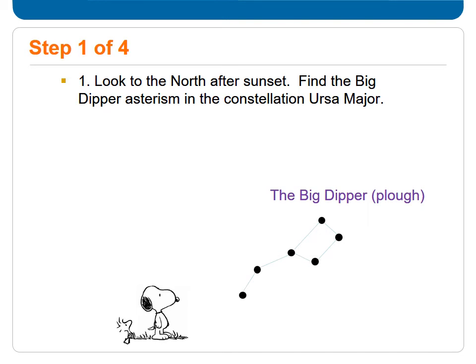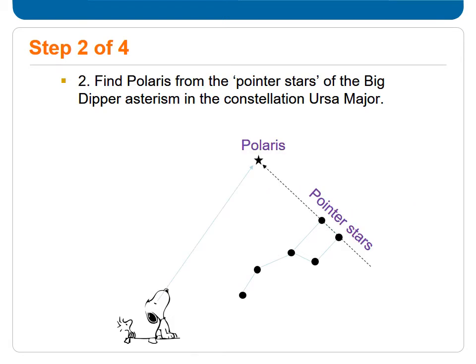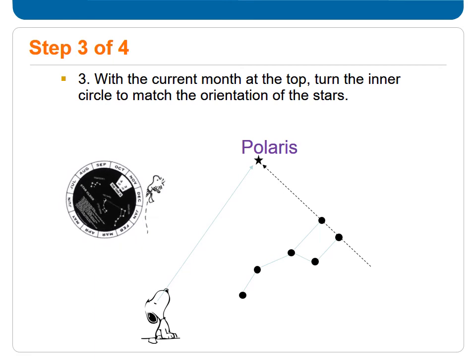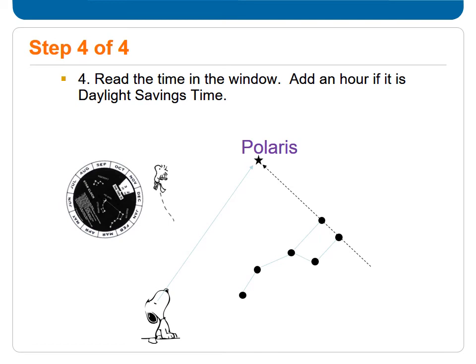Look at the north after sunset. Find the Big Dipper asterism in the constellation Ursa Major. Find Polaris from the pointer stars of the Big Dipper. Turn the outer circle of the star clock so that the current month is at the top. Turn the inner circle until the picture of the Big Dipper matches the Big Dipper orientation in the sky. Read this time in the window. Add an hour if it is daylight savings time.